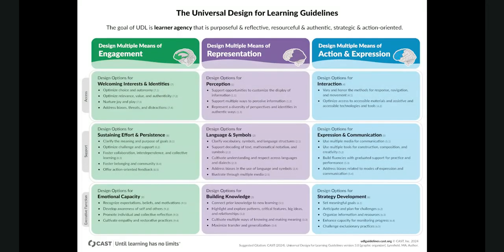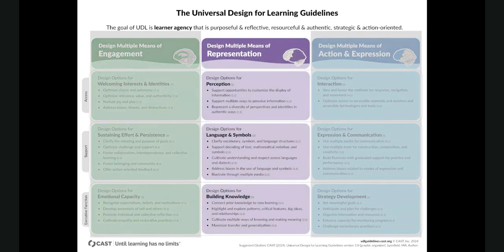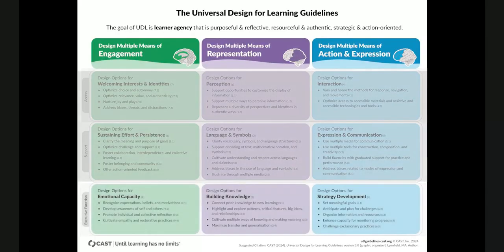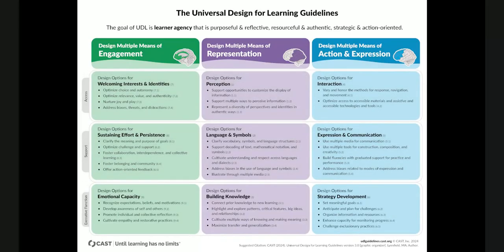So think of the UDL guidelines as both a vertical taxonomy from principles to guidelines to practices, and a horizontal development pathway from access to agency. The real beauty of this structure is that it's not just about instruction, it's about growth. It's about helping all learners learn how to learn.